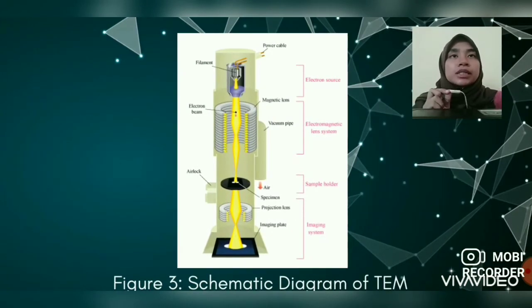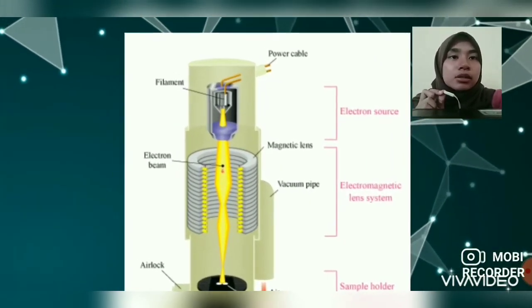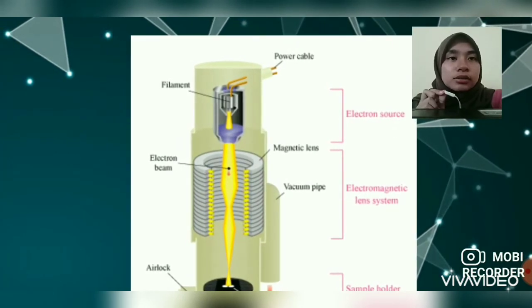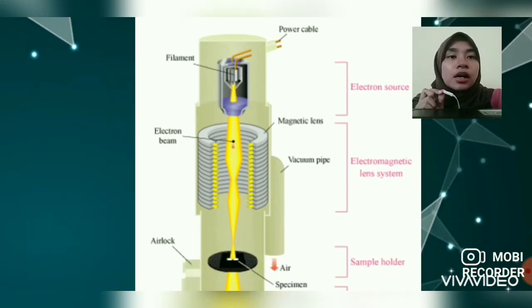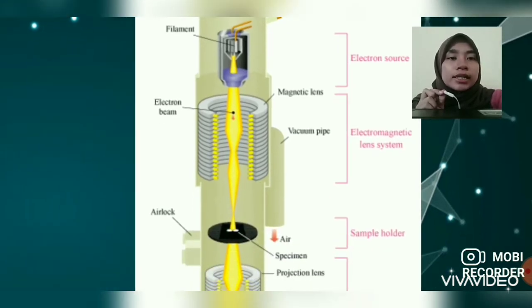TEM instruments have three essential systems, which are the electron gun, the image producing system, and the image recording system. For the electron gun part, the filament will produce the electrons, and the electron gun will produce the electron beam, and the condenser lens focuses the beam onto the object.